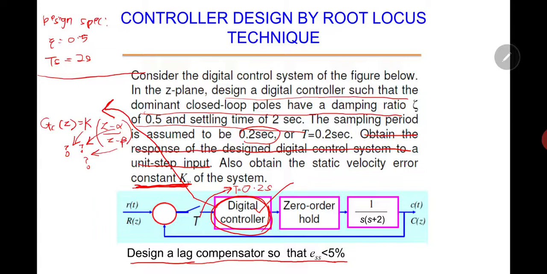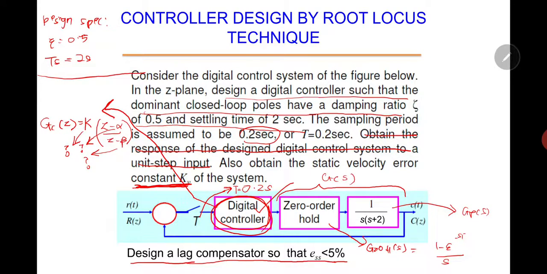And then for the plant and zero order hold, the zero order hold is the DAC, digital to analog converter. The transfer function of this zero order hold, by now you should know already, is (1 minus e to the power of minus sT) over s. And this is the plant transfer function. We can denote the combination of this zero order hold and plant transfer function as G of s.